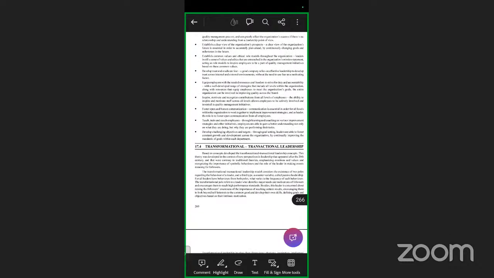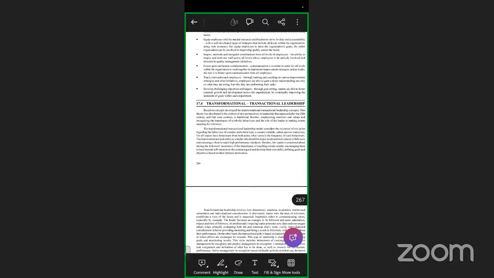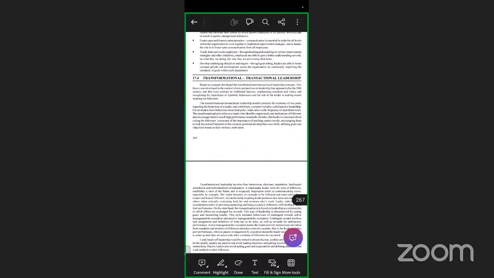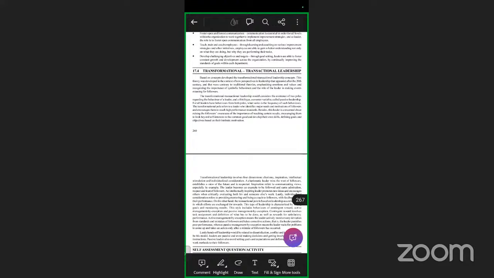There are two types of leadership: transformational and transactional. Transformational leadership involves the dimensions of charisma and inspiration, intellectual stimulation, and individual consideration. A charismatic leader wins the trust of followers and establishes a vision. Inspiration refers to communication of the vision. For example, a leader becomes an example to be followed, earning admiration, respect, and trust from followers. This is called transformational.